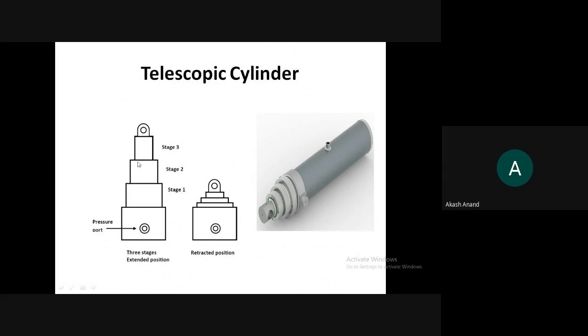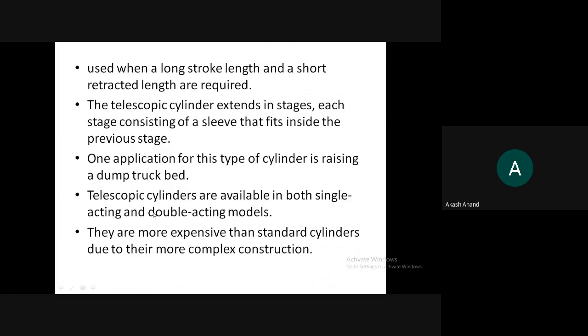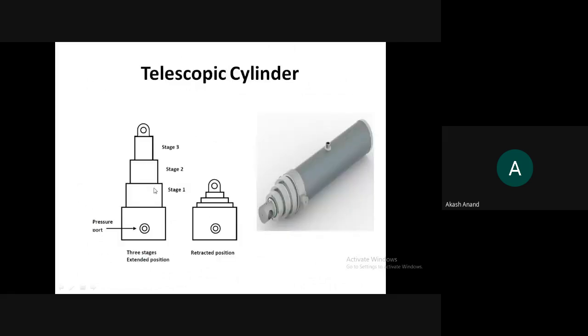The total length is the sum of all the stages, and according to need, we can select which stage is to be extended. We can select stage 1 only, or stage 1 plus 2, or stage 1 plus 2 plus 3. Three types of length can be obtained with the help of this type of telescopic cylinder.